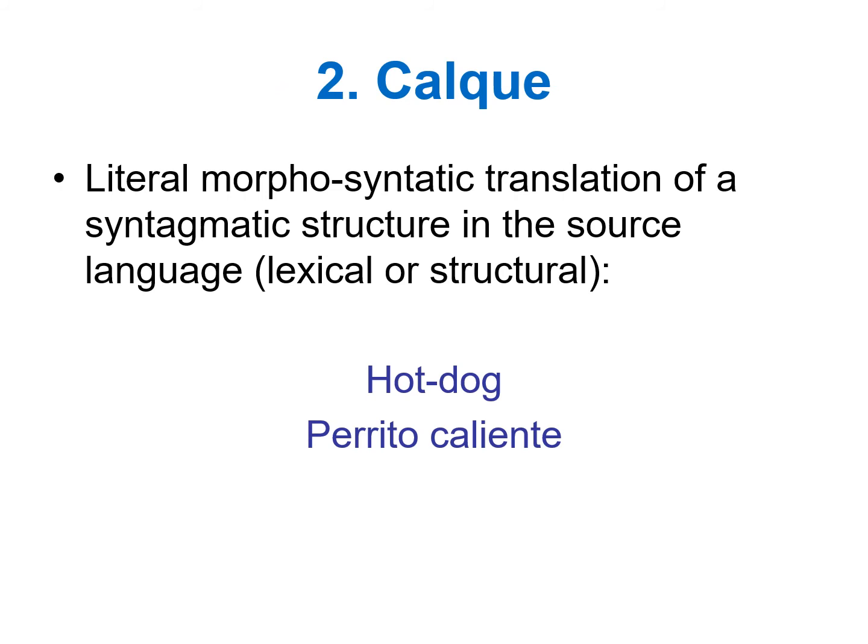Remember, we're still in the territory of the direct translation strategy for Vinay and Darbelnet. Calques involve literal morphosyntactic translations of a syntagmatic structure in the source language. So several words or linguistic structures can be calqued into another language. So we have typically more than one word involved in the procedure. A hot dog, perrito caliente. Perrito caliente would be a calque of hot dog.